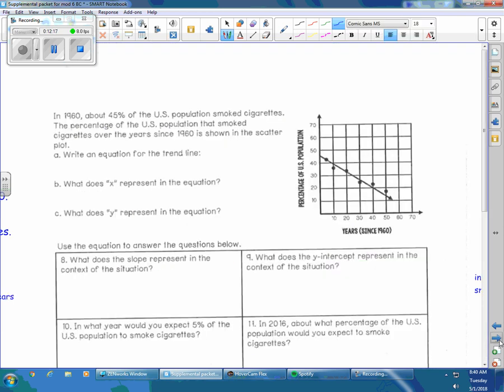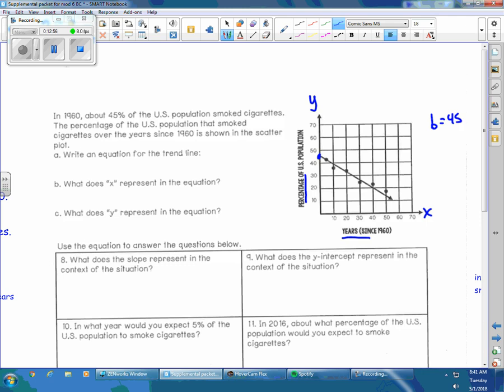In 1960, about 45% of the U.S. population smoked cigarettes. The percentage of the U.S. population that smoked cigarettes over the years since 1990 is shown in the scatter plot. Okay, so our y-intercept is 45% because this is the percentage of the population. The years they're saying is the independent, and what changes is the percentage based on the year. Okay, so x is our independent variable, y is our dependent variable. It's telling us they're starting at 45%, so I know my b is 45.